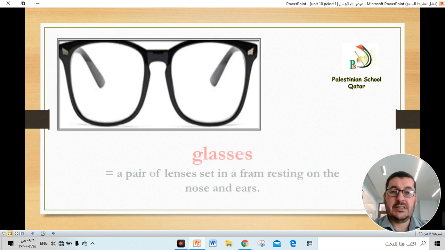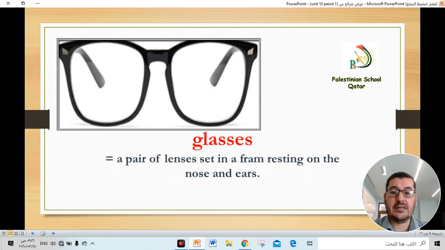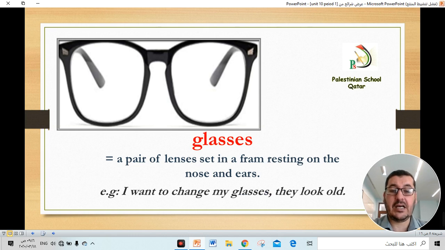We have glasses. The meaning is a pair of lenses set in a frame resting on the nose and ears. For example, I want to change my glasses. They look old.